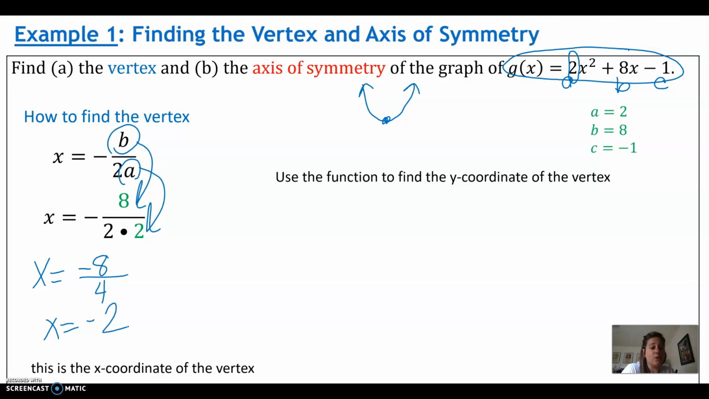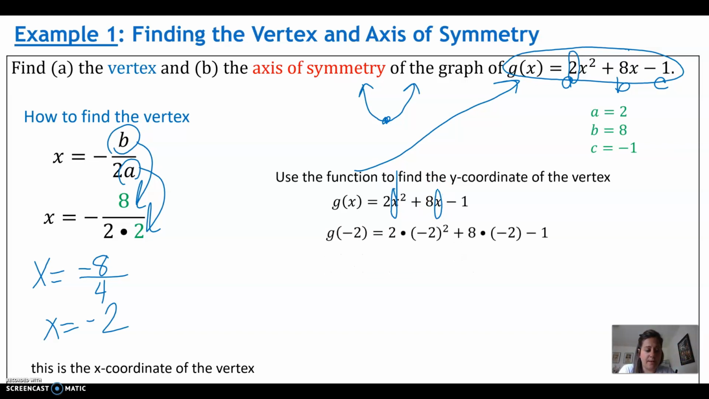We're going to find that by using the function g of x. So there's our g of x. So we know that x is negative 2, so we're going to plug it in right there and right there. So there we go. I plugged them all in.